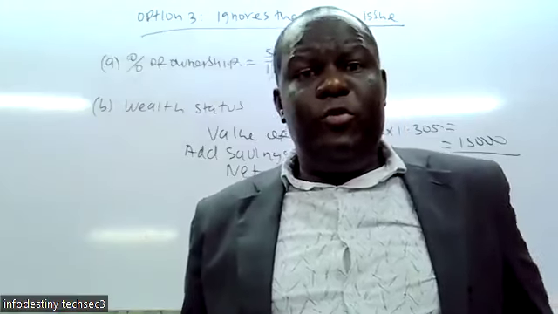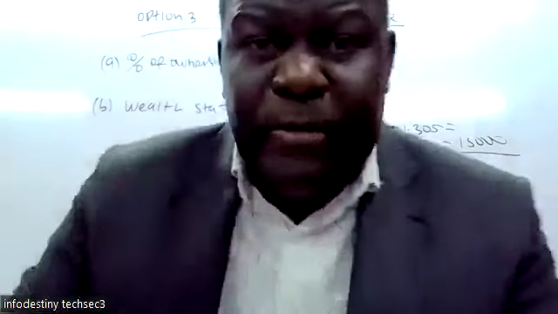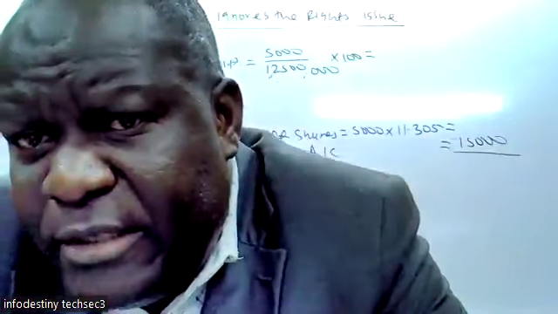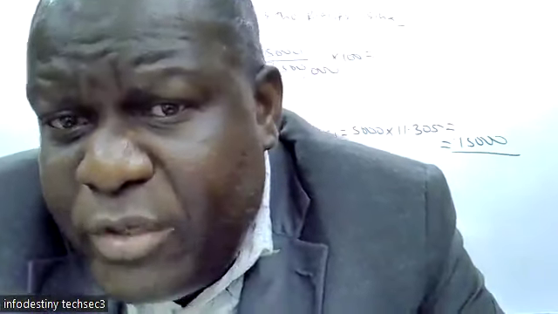But option 2, which is your Roman letter 4, we have seen that there will be a decrease in the percentage of ownership, but the wealth status will remain. But when you go to option 3, which is now your Roman letter 5, both the percentage of ownership and the wealth status have decreased. That's now the advice we get from there.